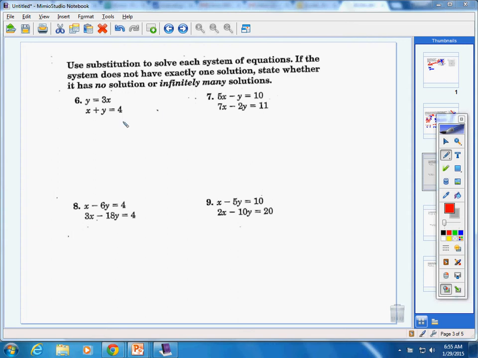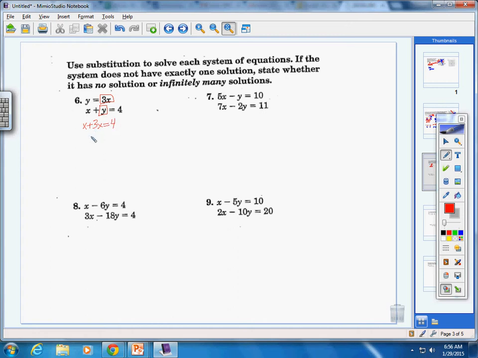We're told to use substitution. So what that means, our first step in our substitution process is make sure we have one variable completely isolated. Fortunately, in number 6, we already have that. It's y is equal to 3x. So we're going to bring that down and we're going to sub it into y in our second equation. So x plus 3x equals 4.